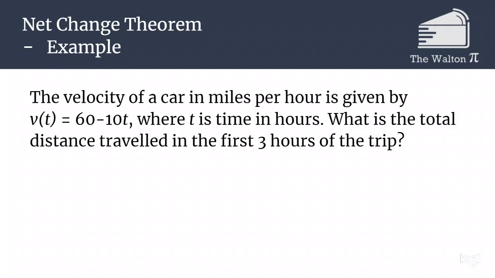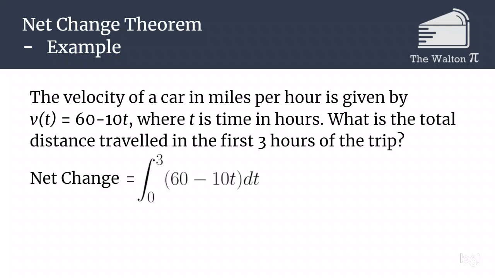We are trying to find the net change in distance. The derivative of distance is just velocity. Velocity is the rate of change of distance. So that means we can use the net change theorem to figure out the total distance that we travel in the first 3 hours of the trip.